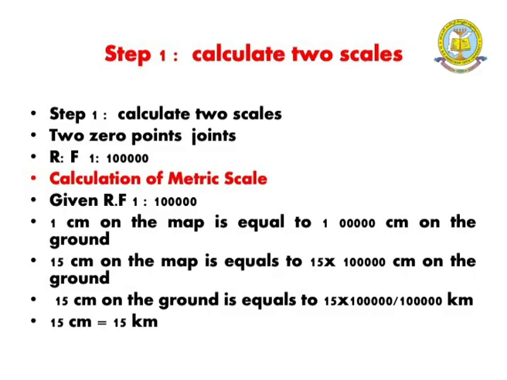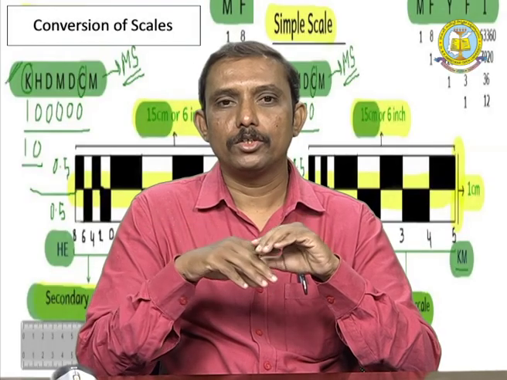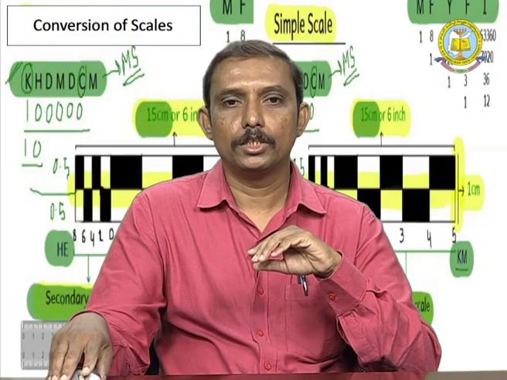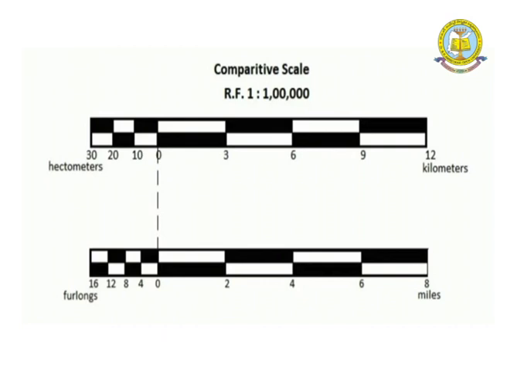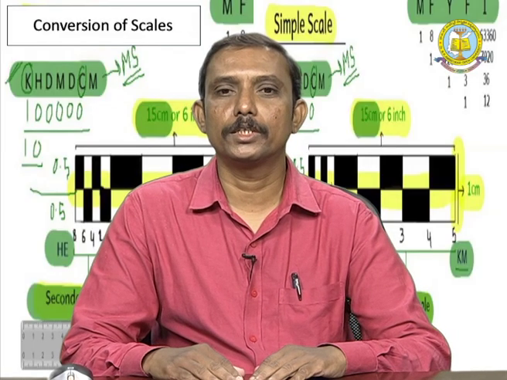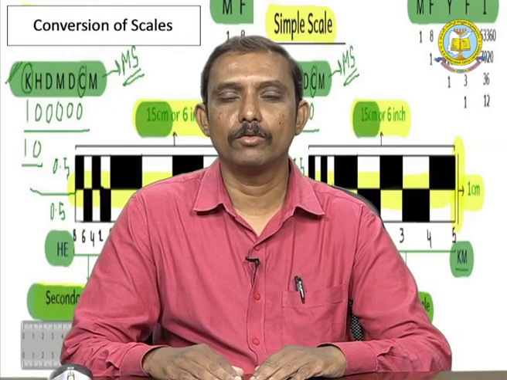Already we have done the simple scales with the same RF value, 1:1 lakh. We have done the same for the metric system and the English system. See this RF, how we can represent this construct. This is the comparative scale. You can see here it is miles and furlongs, and hectometers and kilometers. Two units of measurement are there, and we are comparing these two units of measurement.